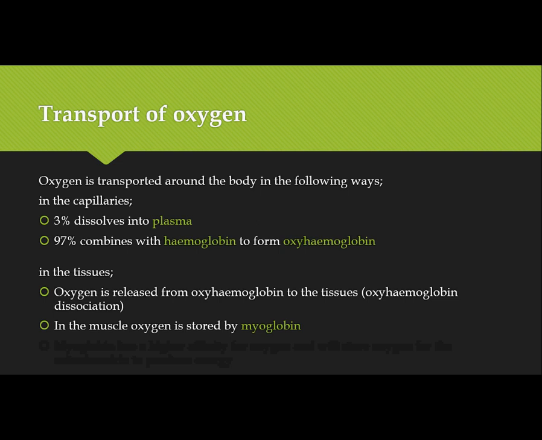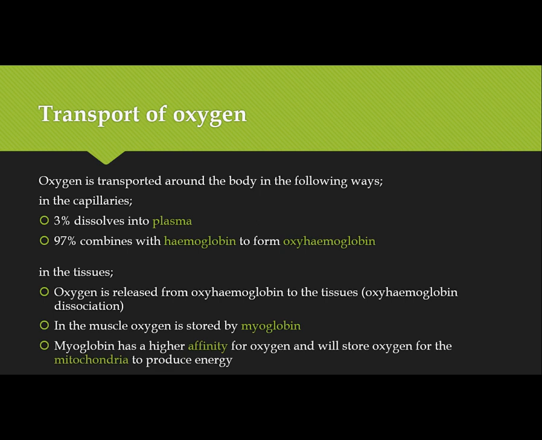Now, myoglobin has a large affinity for oxygen, higher than hemoglobin. So when the oxygen is carried by the hemoglobin to the muscles in the blood, when the muscles are exercising in particular, the hemoglobin lets go of the oxygen and the myoglobin takes on board the oxygen within the muscles and stores it where the mitochondria is using it to produce energy.